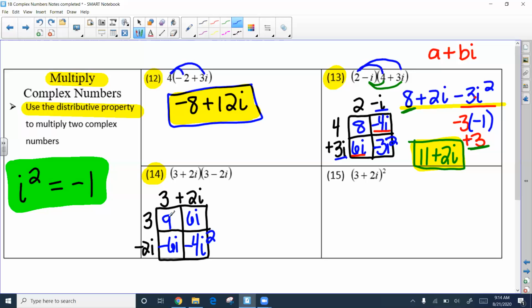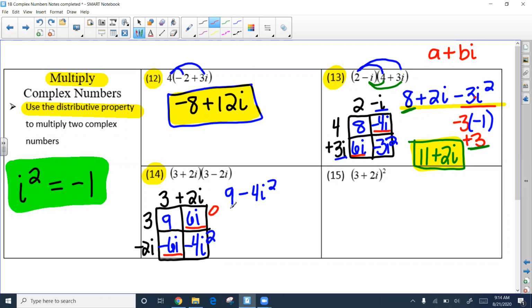Then if we combine like terms, the only like terms we have right now are the 6i and the negative 6i. Notice what those add up to if I have a positive 6i and a negative 6i. Those are just going to add up to 0, so I don't even have to write it down. That is always going to be the case when we're multiplying by the conjugate. So now I have 9 minus 4i squared, because these added up to 0.